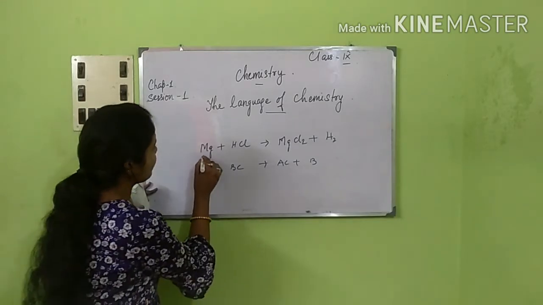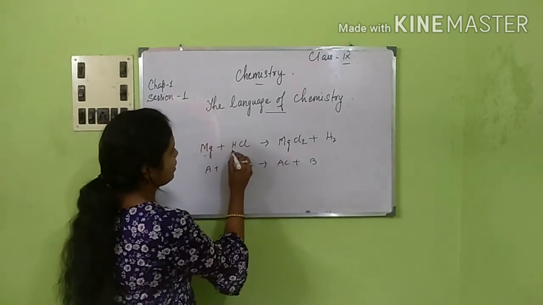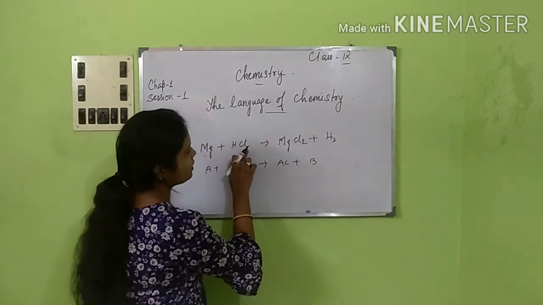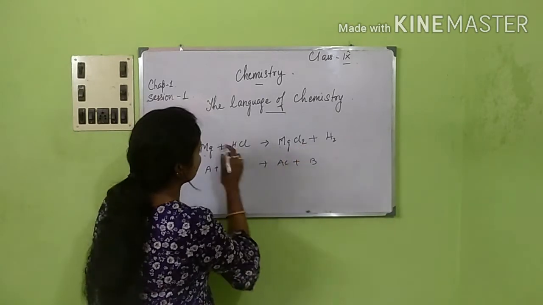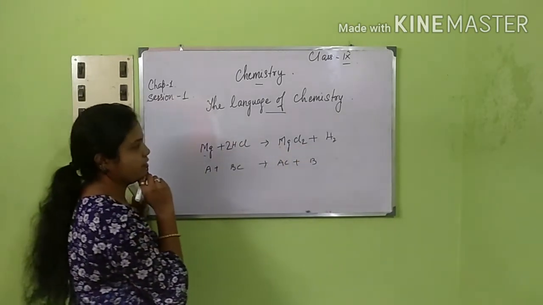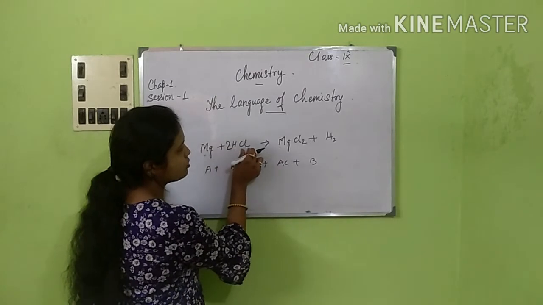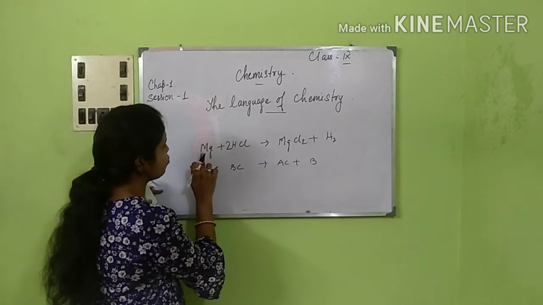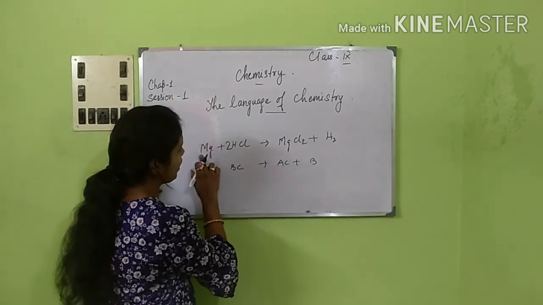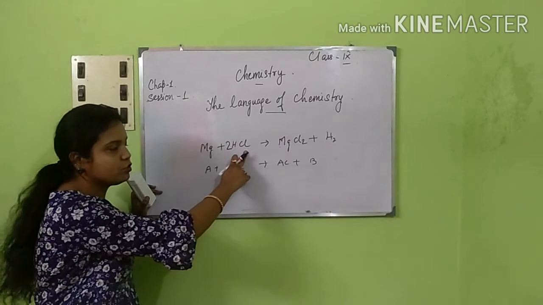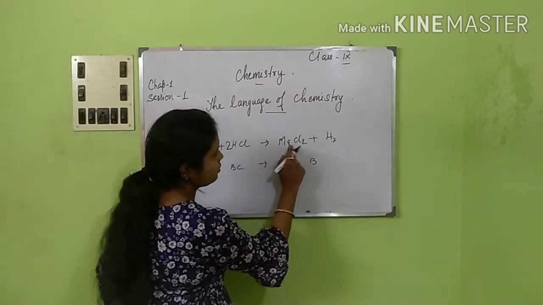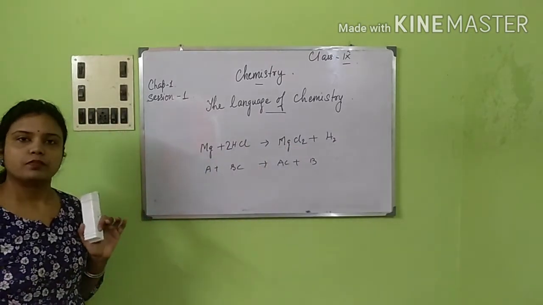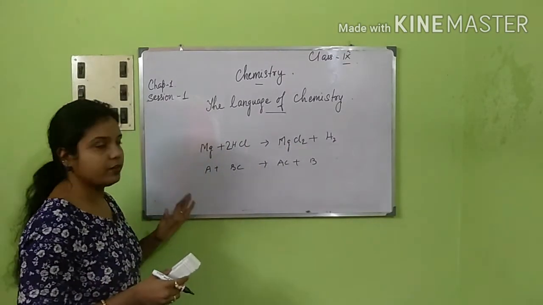Now you can see Mg, 1, 1 each. Here hydrogen 1, here it is 2, right? And here chlorine is 1, here it is 2. That means if I multiply by 2 here, then hydrogen is also 2, and chlorine will also be 2. So here 1 atom, 1, 2, 2, that is 5. Here it is 1, 2, 3, 4, 5. That means it is balanced now. I hope I'm clear with this example also.